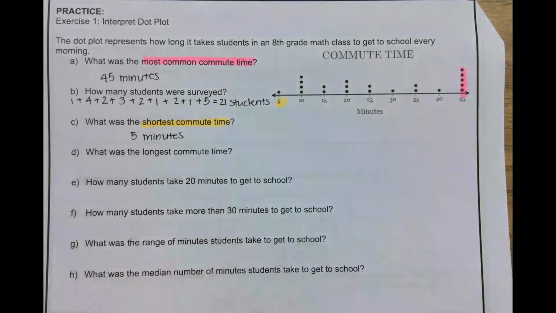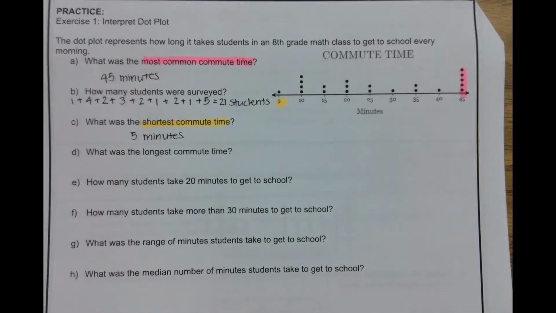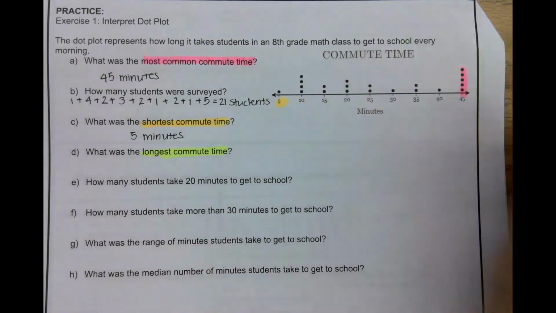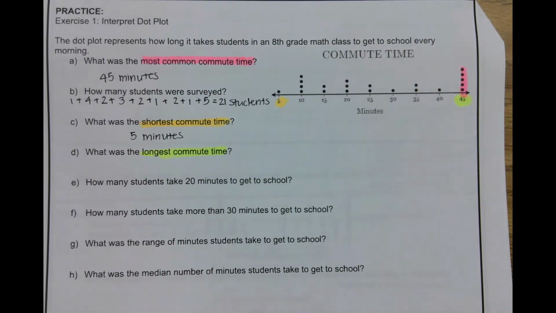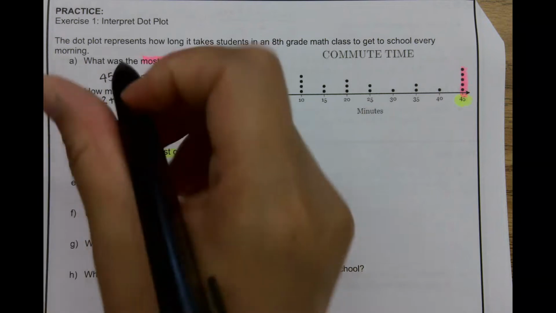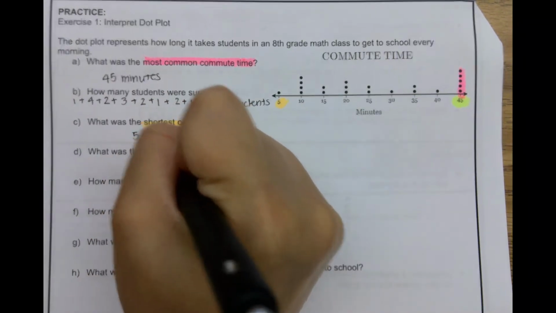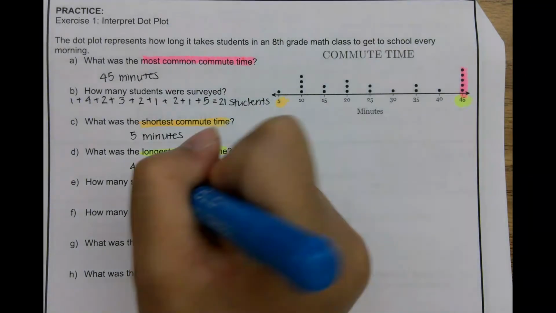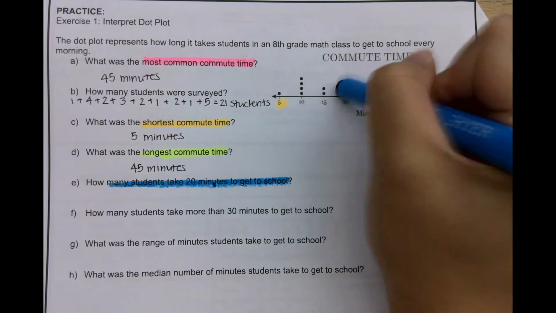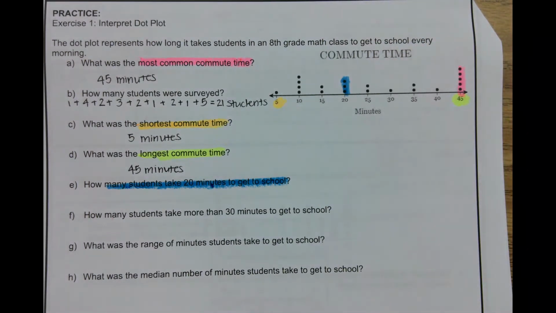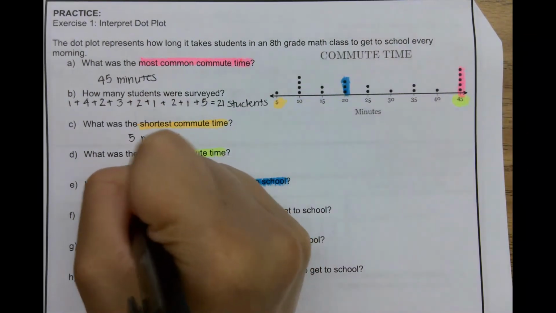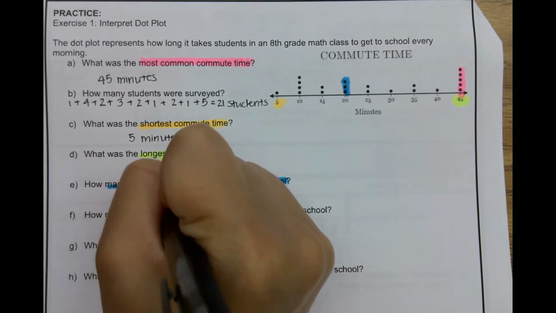Next question asks for longest commute time. So if we look, longest here is 45 minutes. Then it asks me how many students. So if I look at 20 minutes, I have 3 dots here. So that means it takes 3 students 20 minutes to get to school. Okay.